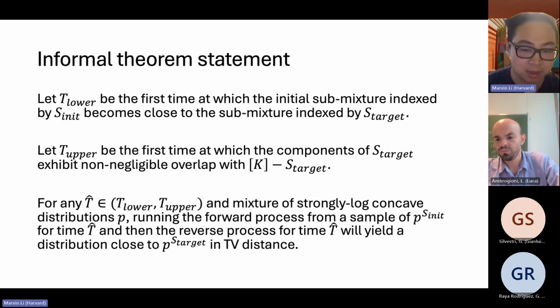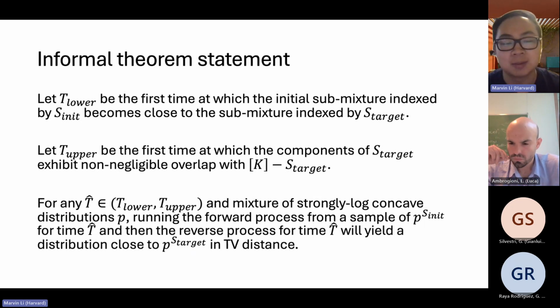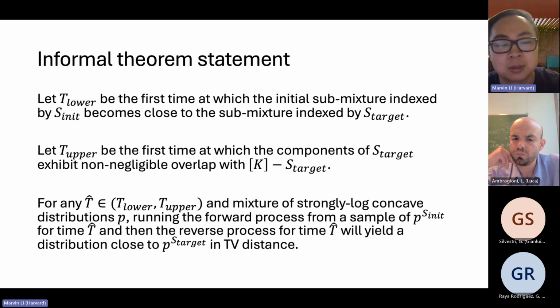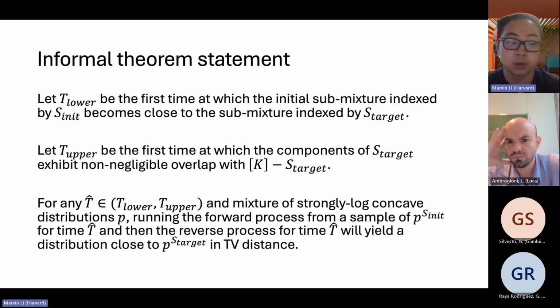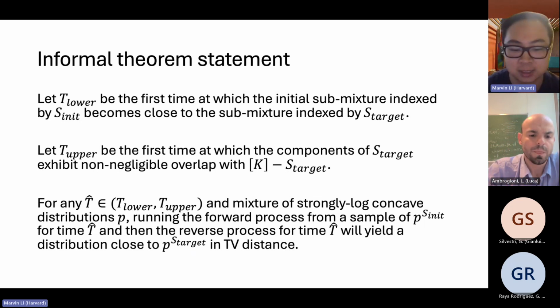So you want to make sure that the components of S target exhibit negligible impact up to, so we want to noise it up to a time where S target is still separated from everything else in the distribution. So let's say we're given some t hat and some t lower and t upper, and a mixture of strongly log concave distributions p. Running the forward process from sample p^S init for time t hat, and the reverse process for time t hat, will reveal a distribution close to p^S target in total variation distance.